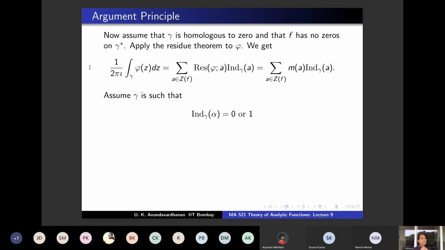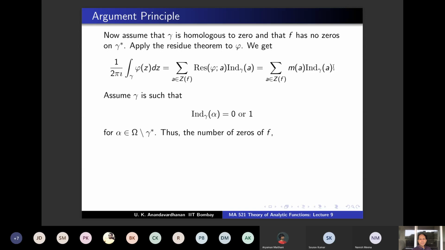So you're basically taking a simple closed curve. If the point is inside the region bounded by the curve, and the curve is oriented correctly, the index is 1, and if it is outside, it is 0. That's what you're assuming. So basically a simple closed curve. So alpha is in omega minus gamma star. Then what will happen?